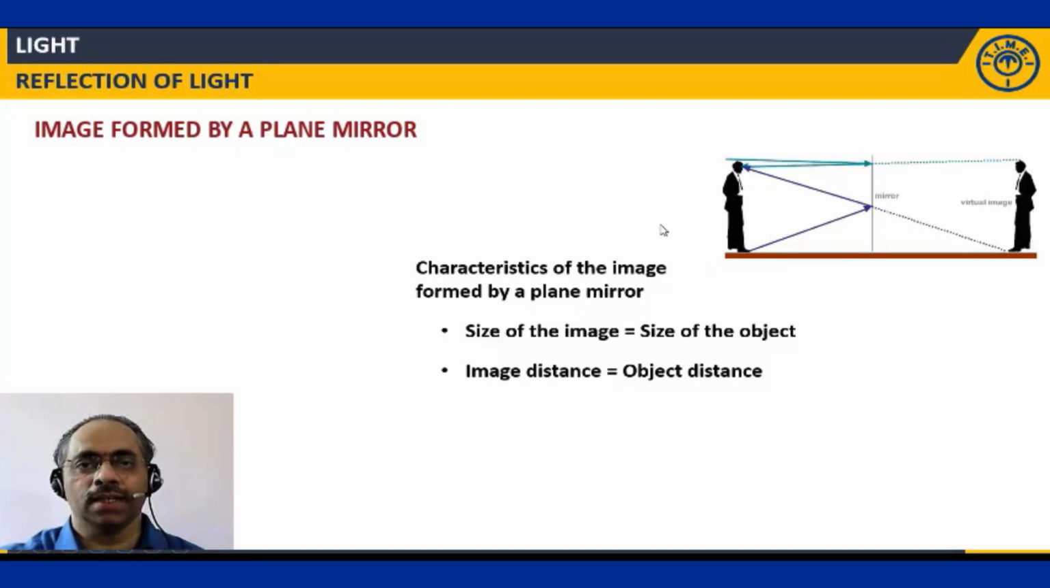Okay, so these are the characteristics. Let us see the next one, virtual. I just spoke about what a virtual image is.